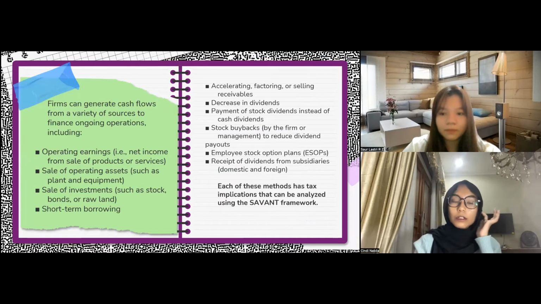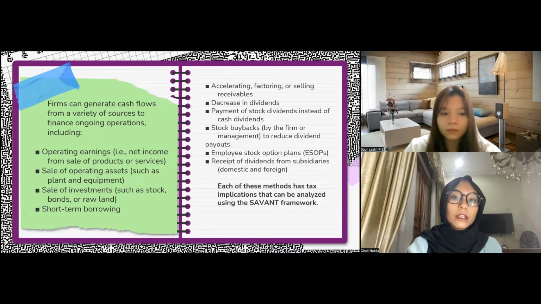Okay, so I will do my part from here. Firms can generate cash flows from a variety of sources to finance ongoing operations, including operating earnings like net income from sales of products or services, sales of operating assets such as plant and equipment, sales of investments such as stock, bonds, or raw land, and short-term borrowing.